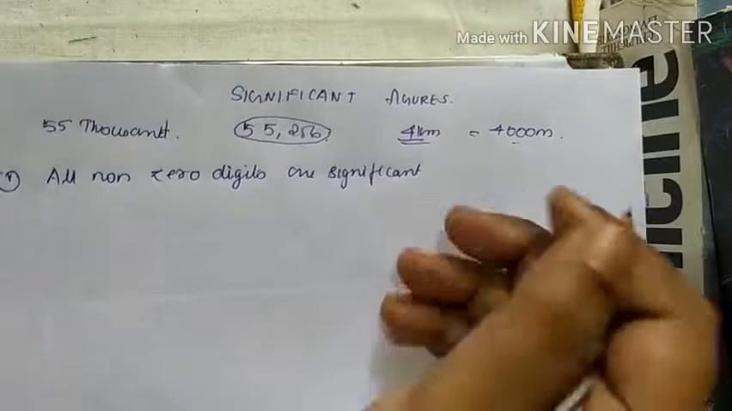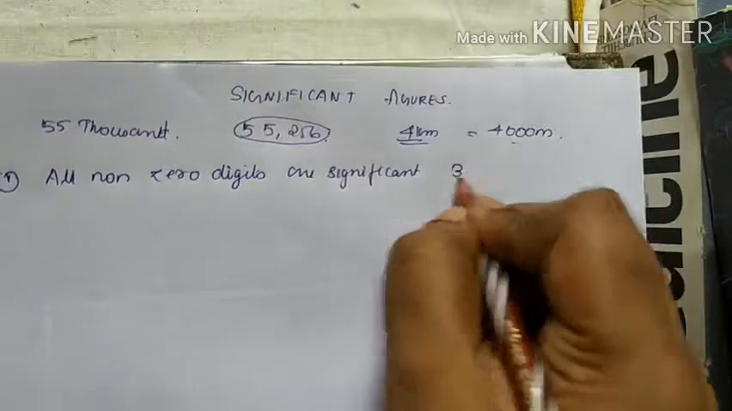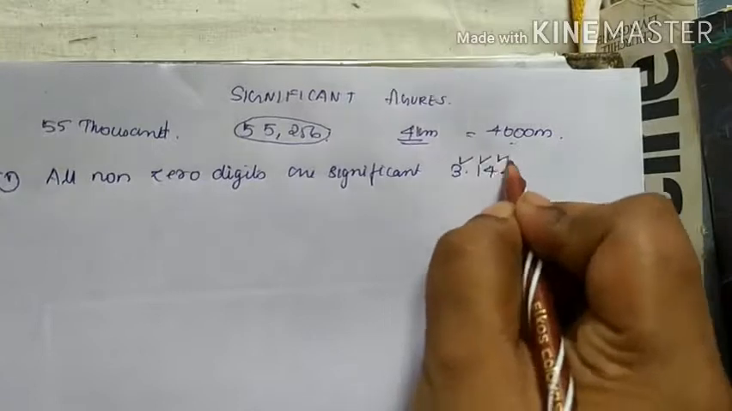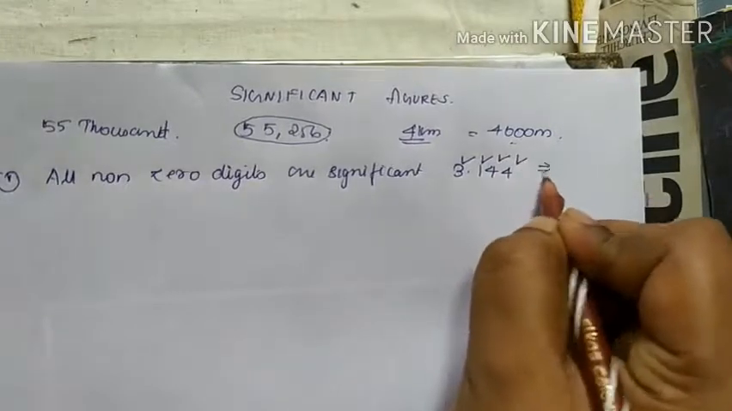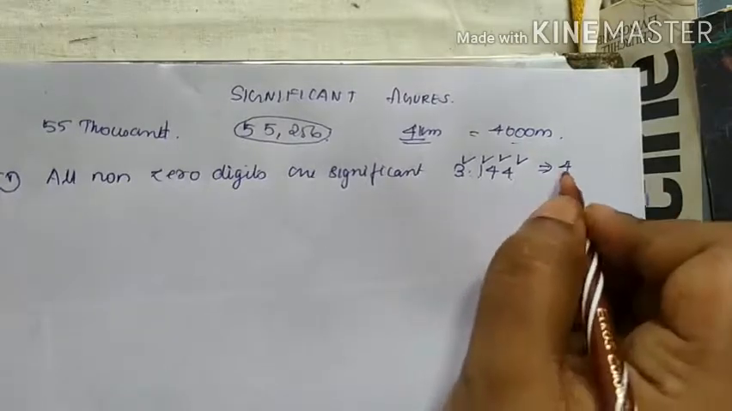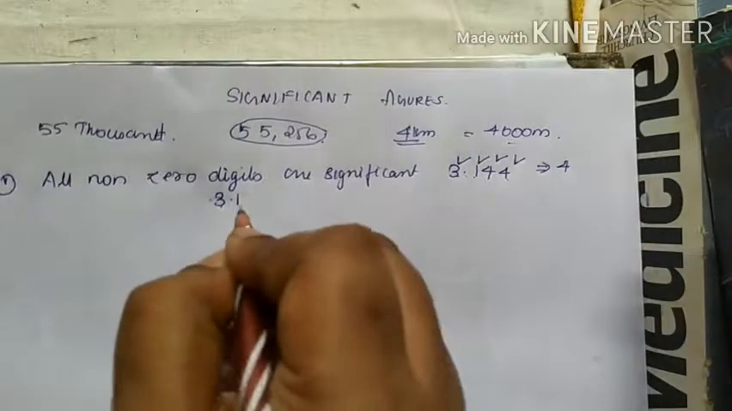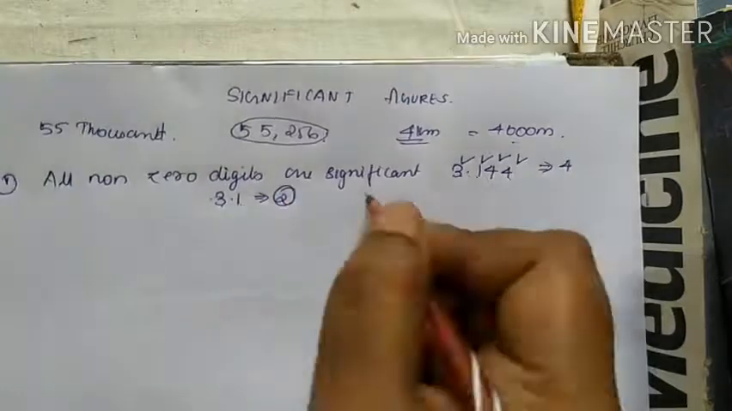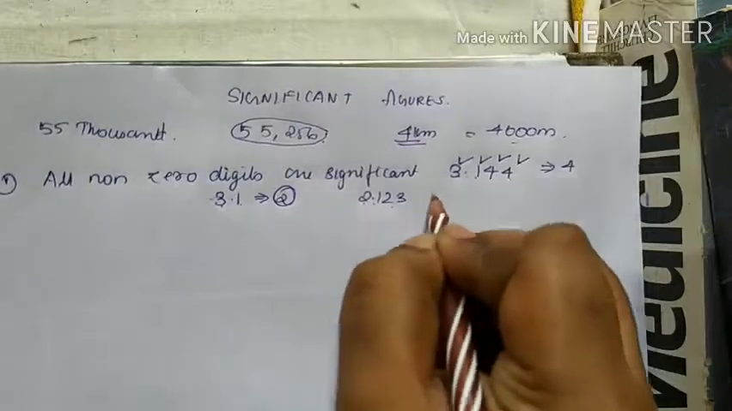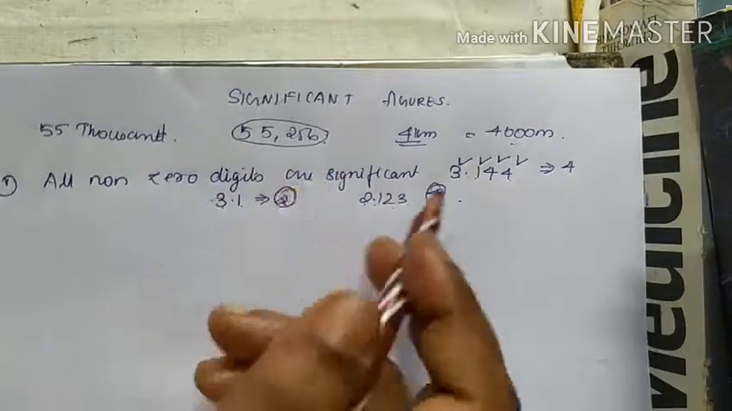That is, all the non-zero numbers or digits, which are other than zeros, are significant. Say we have a number 3.14, are there any zeros? No. So 3 is significant, 1 is significant, 4 is significant. So how many significant figures does it have? It has 3 significant figures. Very easy. Similarly, see 3.1. How many significant figures does it have? 1 and 2. It has 2 significant figures. Similarly, 2.123, how many significant figures are there? 1, 2, 3, and 4. So there are 4 significant figures. Very easy. The first rule is very easy, guys. All non-zero digits are significant.